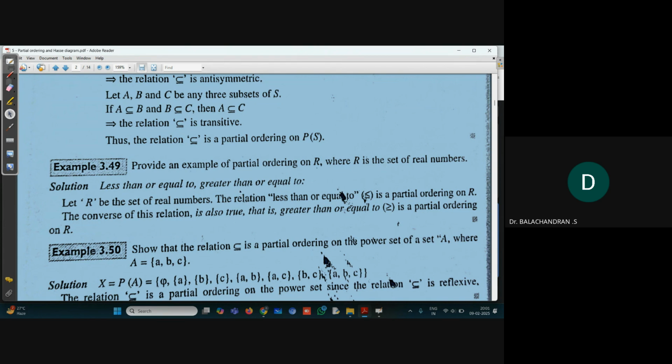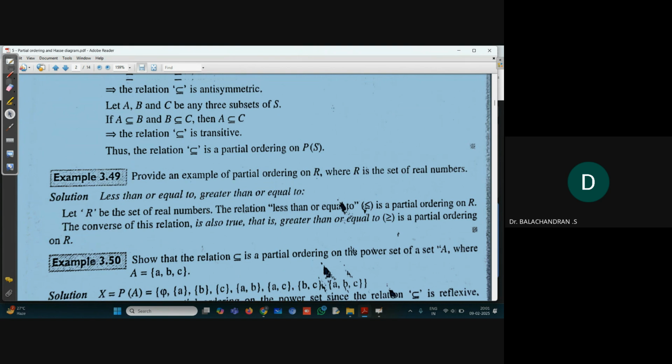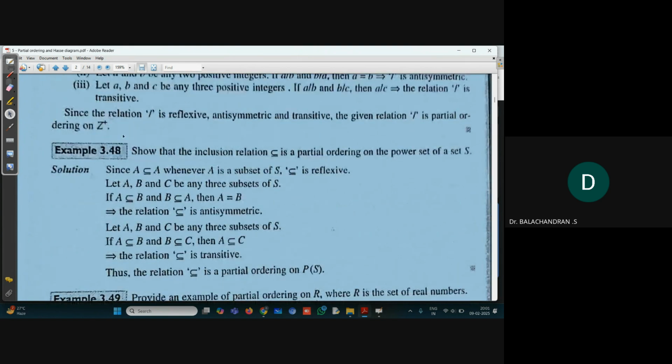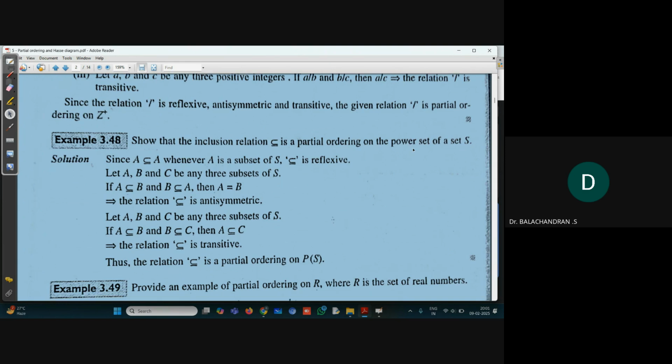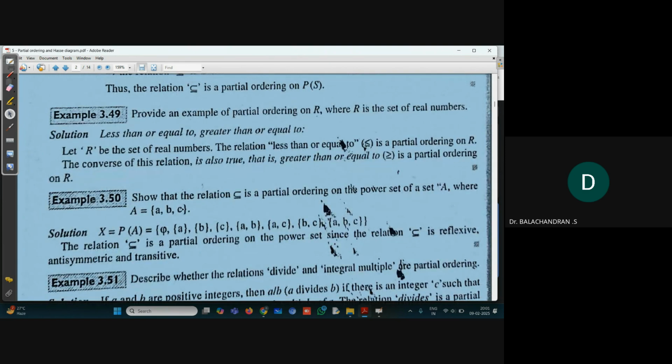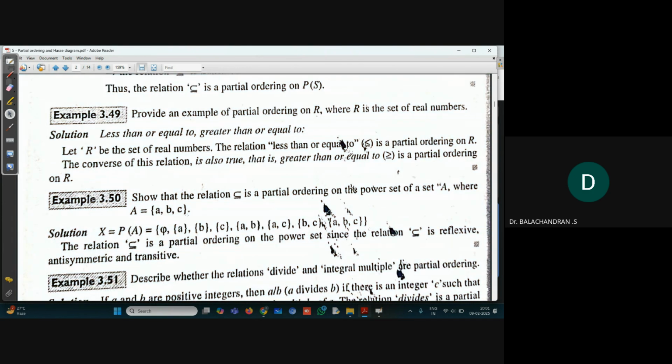Similarly, greater than or equal to is also a partial ordering on what? The set of all real numbers. Okay, and then example 3.50 is a particular case of example 3.48, because there they take any set S. For any set S, they are finding the power set. But here, instead of S, they gave some particular set A equal to {A, B, C}.